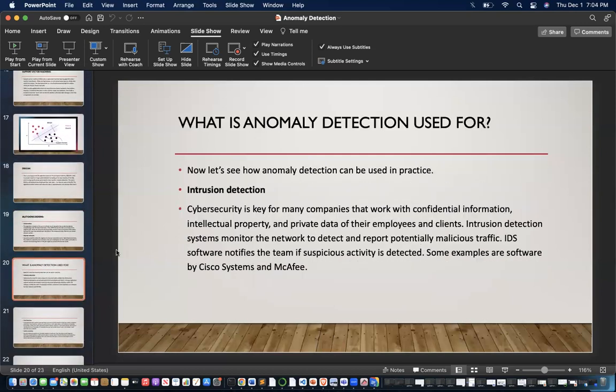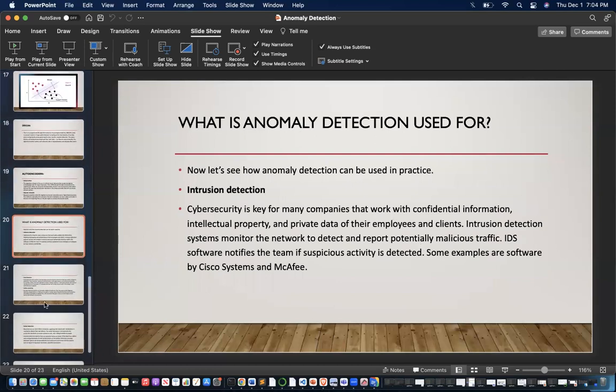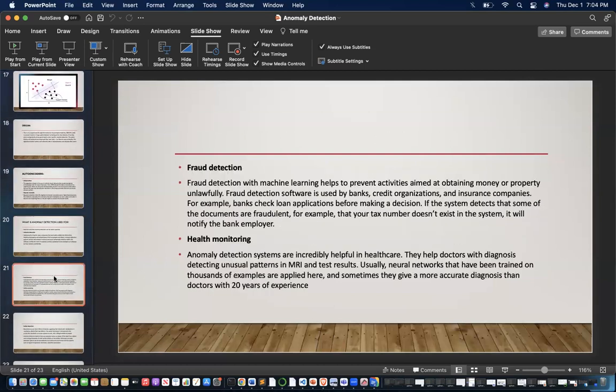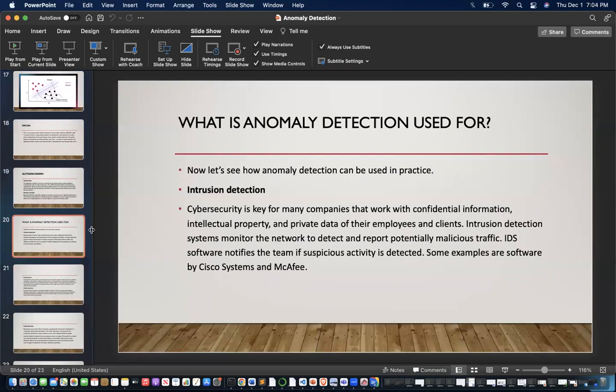Basically, anomaly detection is used for intrusion detection, fraud detection, and health monitoring. In intrusion detection, cybersecurity is key for many companies that work with confidential information, intellectual property, and private data of employees and clients. These intrusion detection systems monitor the network to detect and report potentially malicious traffic. Some examples of these are software systems like Cisco.